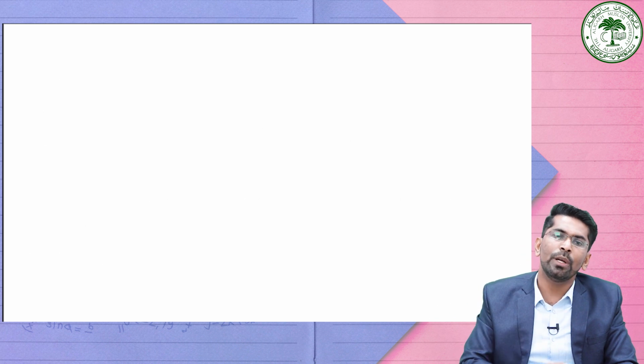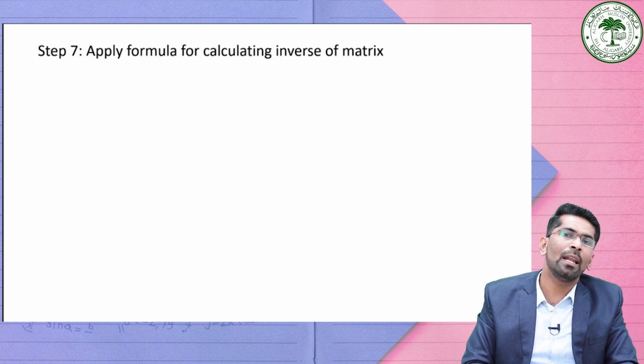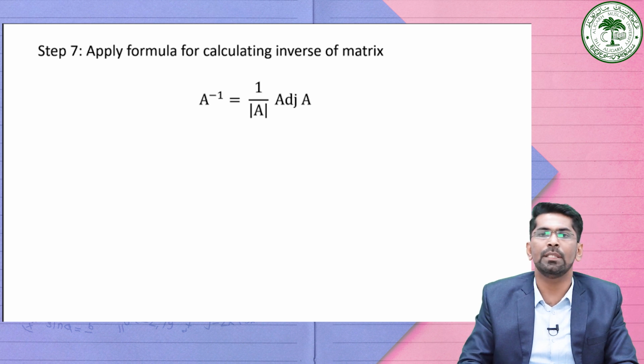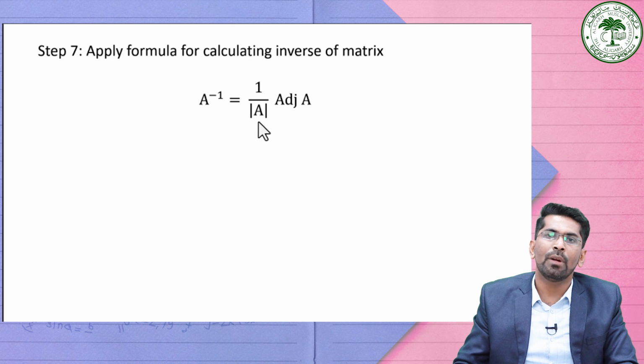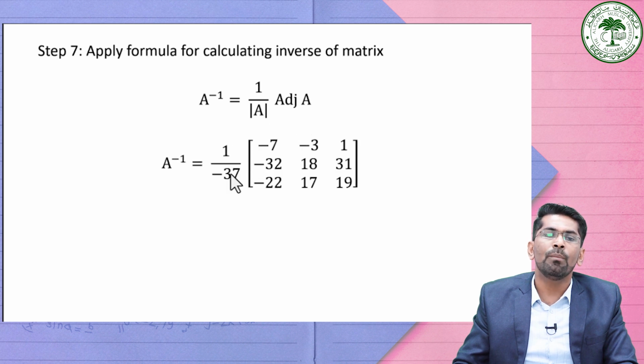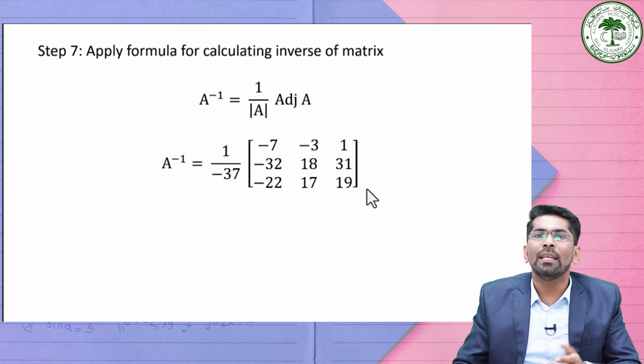After finding the adjoint of the matrix, what is our next plan? We want to calculate the inverse of the matrix. So we are just applying the formula for the inverse of a matrix, which is equal to 1 by the determinant value of the given matrix A into the adjoint of A. We have already calculated the determinant value and the adjoint, so it is equal to 1 by minus 37. Minus 37 is the determinant value of the original matrix. Then we have the adjoint, that is minus 7, minus 3, 1, minus 32, 18, 31, minus 22, 17 and 19. So now we can multiply 1 by minus 37 with each and every element in the given matrix. So it will be simply a scalar multiplication.